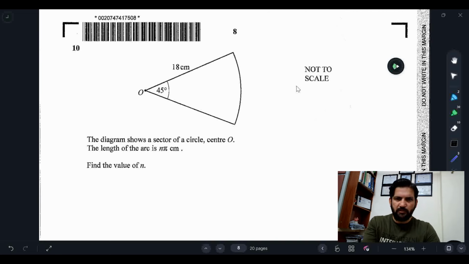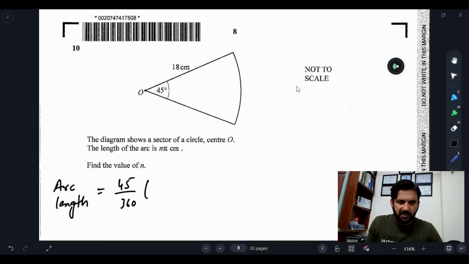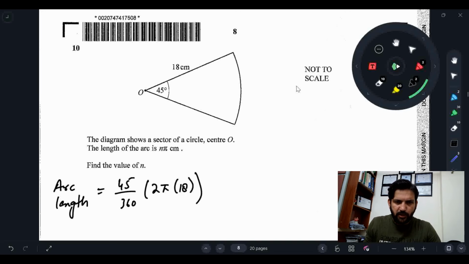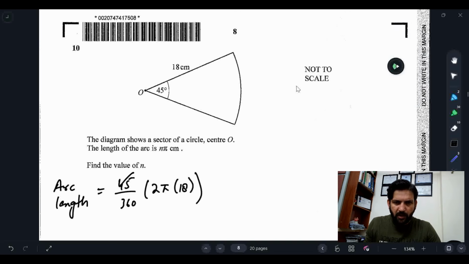Let's move to question number 10. Question number 10, what we have to do: the diagram shows a sector of a circle with center this. The length of the arc is n pi centimeters. Find the value of n. So it's very simple. We know that the arc length of a sector, the formula for the arc length, is theta by 360 into 2 pi r. R is 18.